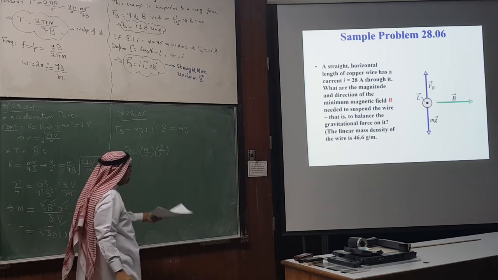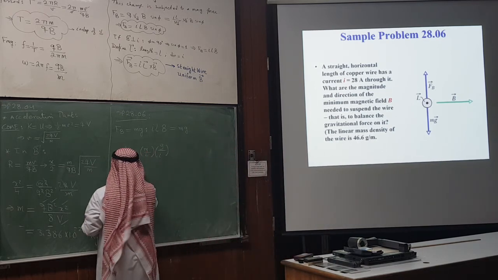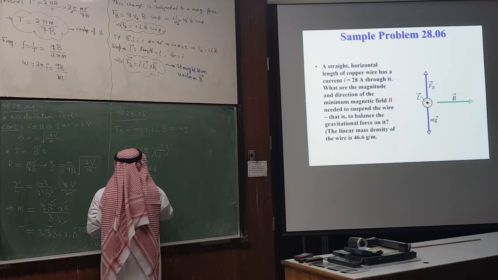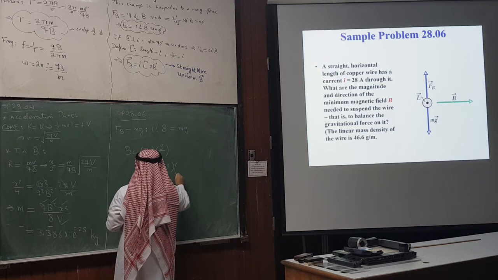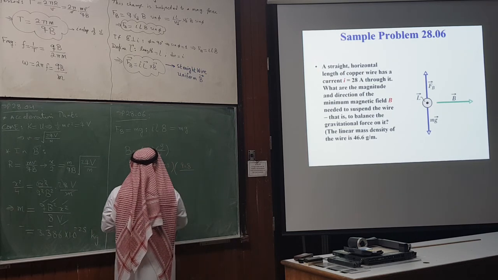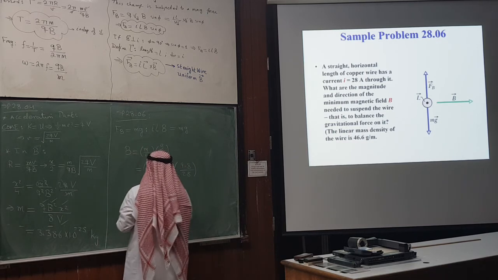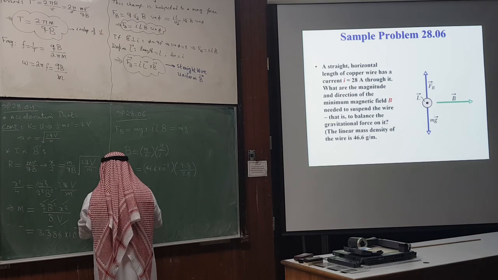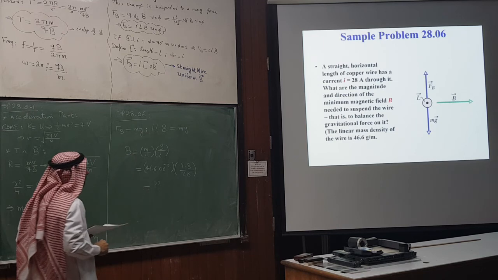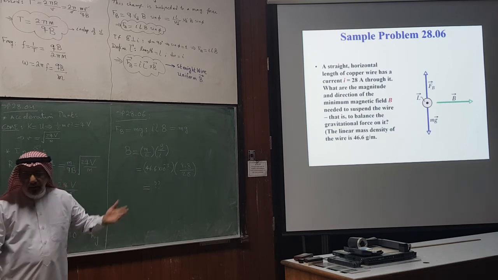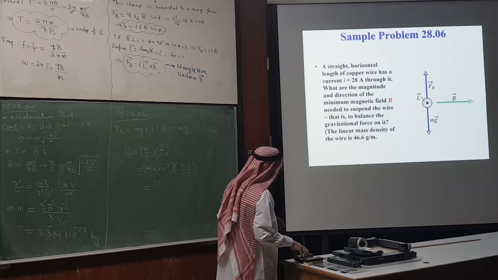M over L is the mass per unit length that is given in here. So let us put that. That will be equal to 46.6, and we changed the grams into kilograms, times 10 to the minus 3. And then g is 9.8. The current passing in the wire is 28 amperes. So if we put all of these, you will find that the required magnetic field can be obtained from this angle here. And here we have the second example on the magnetic force on a current carrying wire.